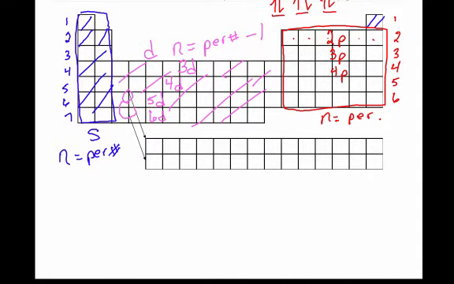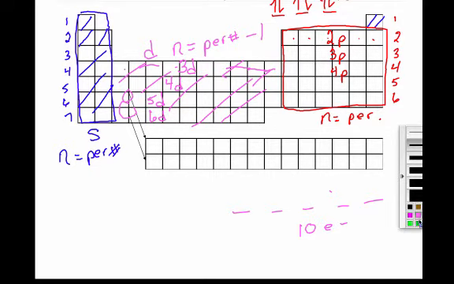D has 1, 2, 3, 4, 5 orbitals in it. 5 orbitals can hold 10 electrons, and sure enough, we have 1, 2, 3, 4, 5, 6, 7, 8, 9, 10 in the D block there. So it works out very nicely for us.